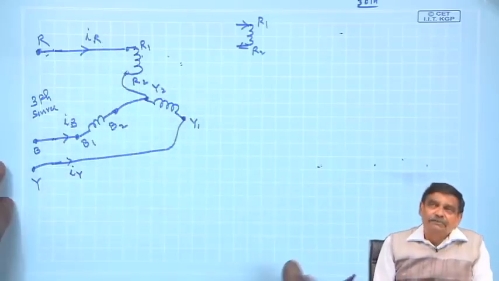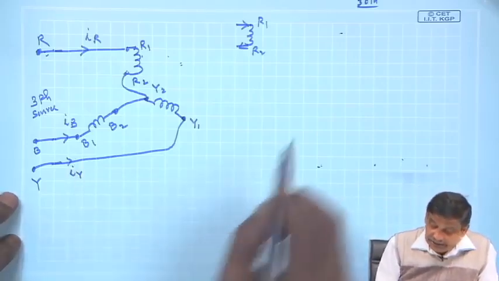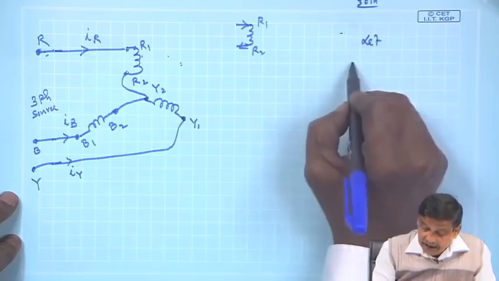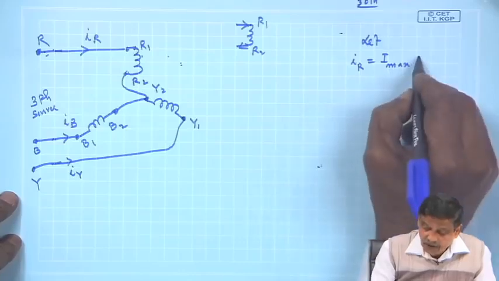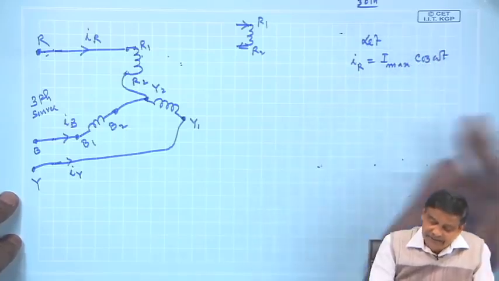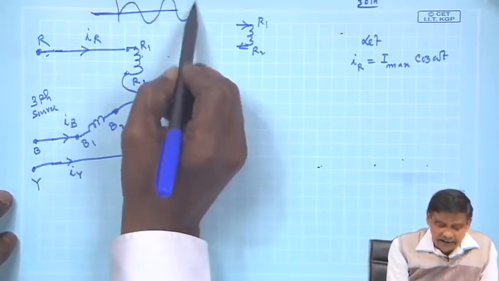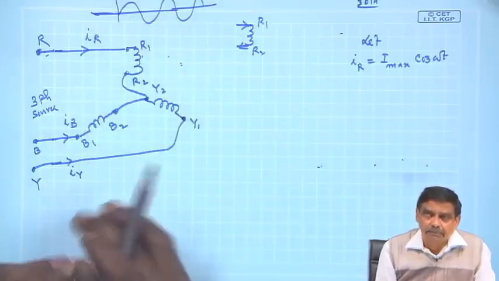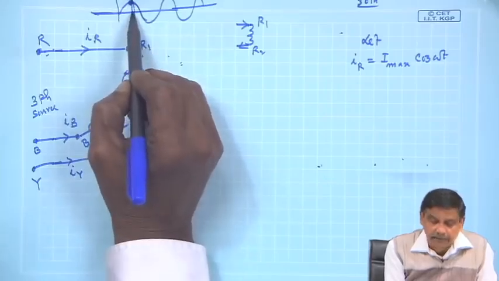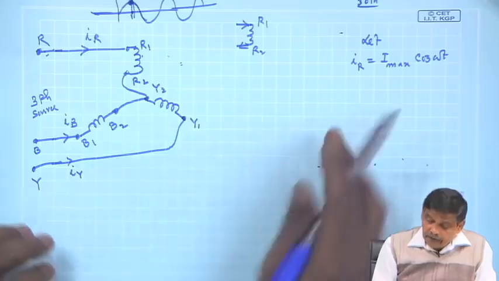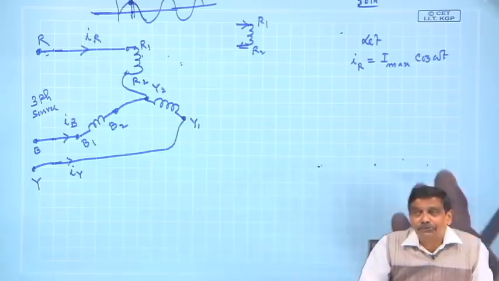Now, for the sake of advantage in calculations, let I R be called I max cos omega t. Because the current is sinusoidal, whether I call it cosine or sine is entirely my matter. I start counting time when the current reaches peak value, cosine. This is my omega t equal to 0. And cosine has the advantage that cosine minus theta is cosine theta, so people love to use cosine terms.